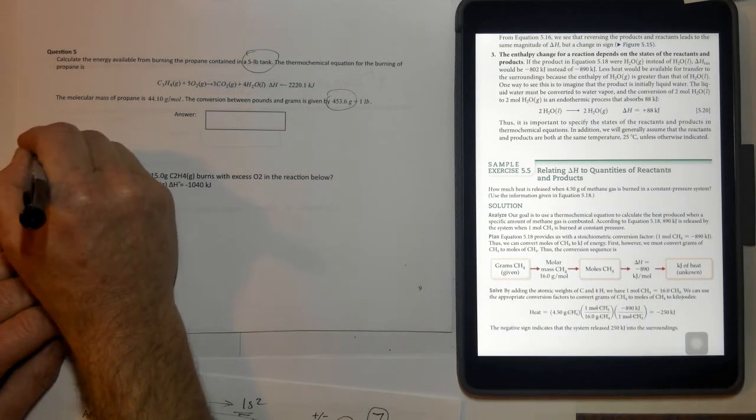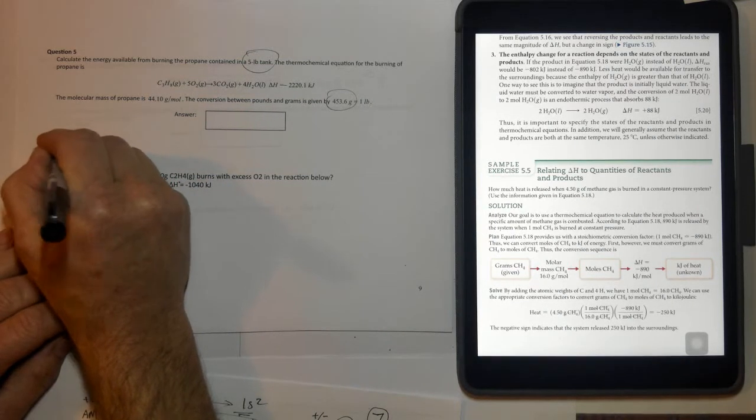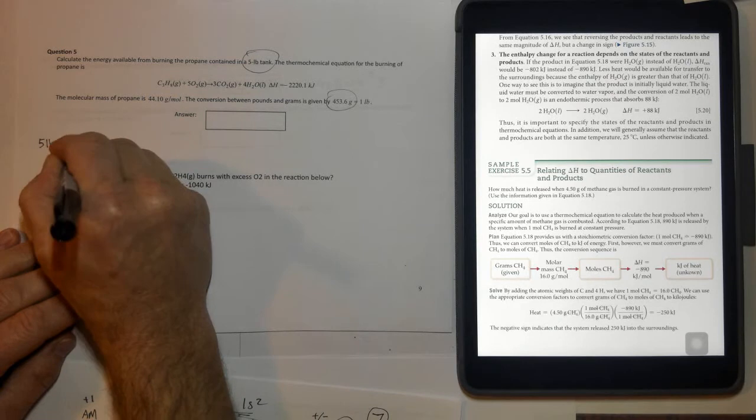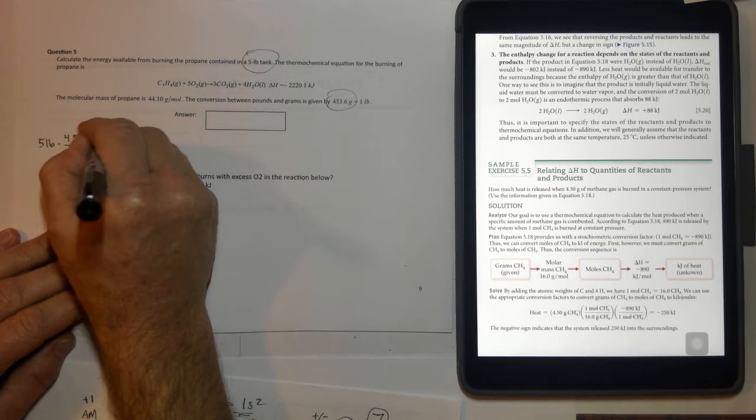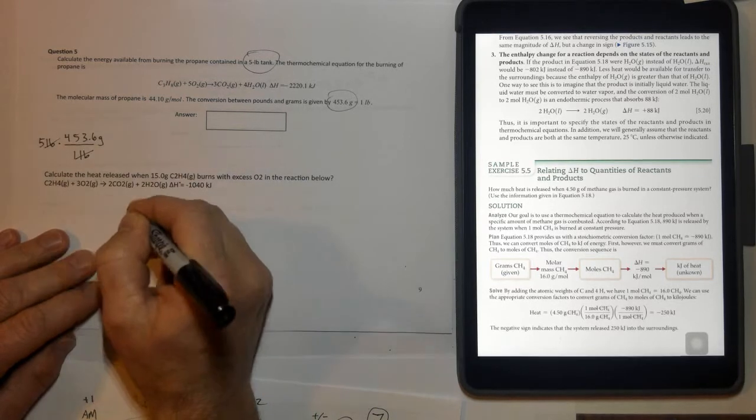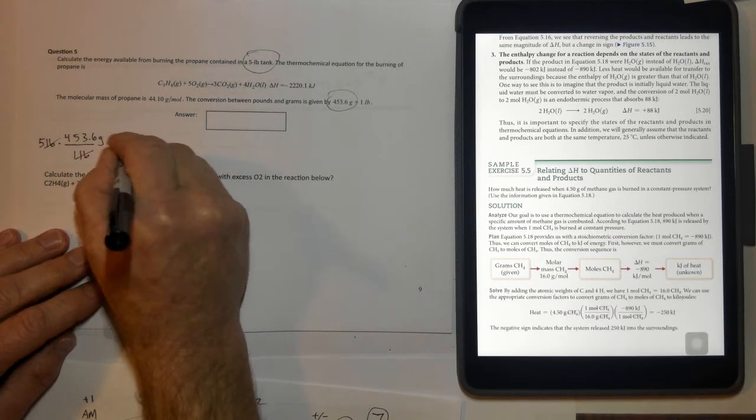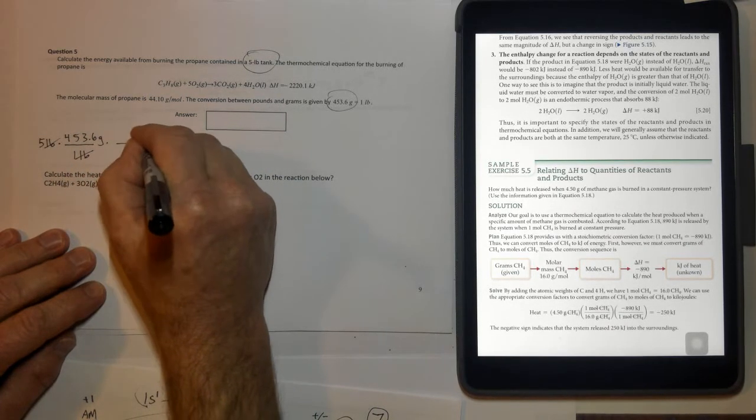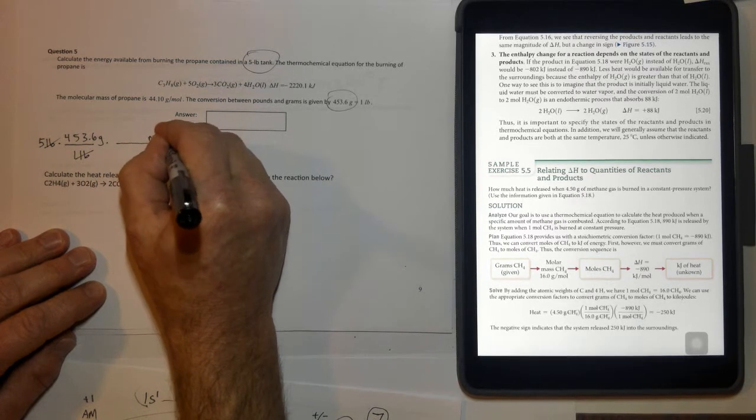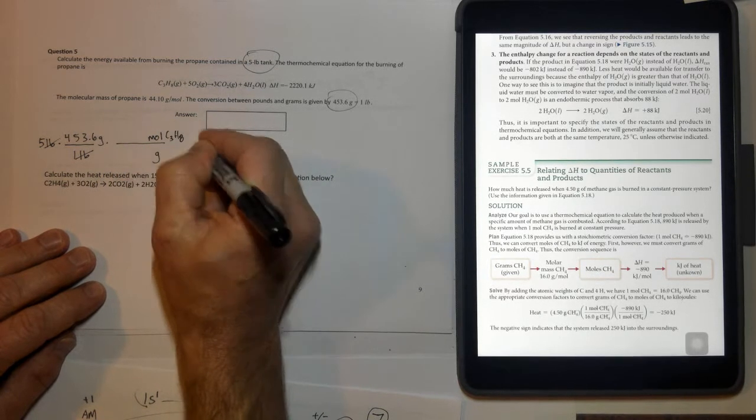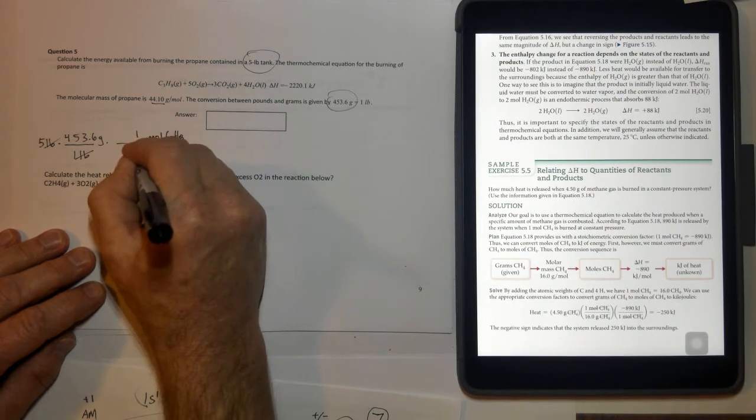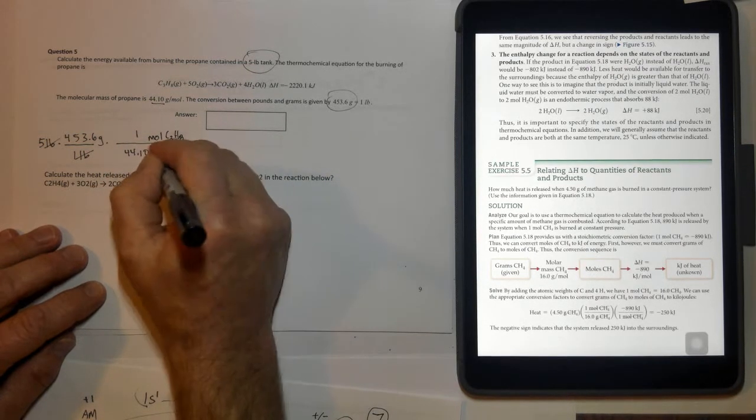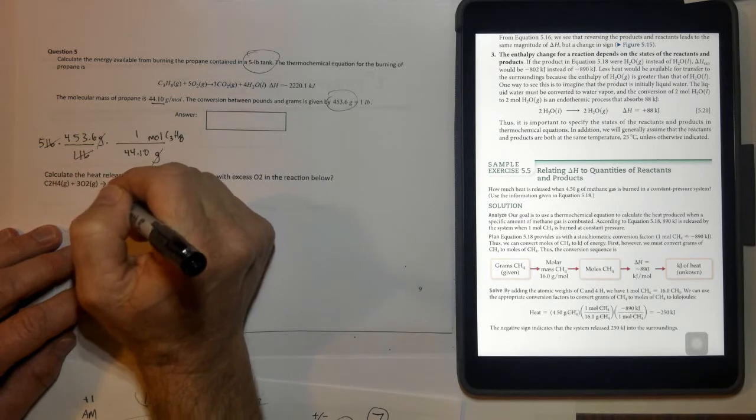So start way over here on the left-hand side with 5 pounds of propane, 5 lbs, and in 1 pound we have 453.6 grams, so the pounds cancel with the pounds. And then we can go from grams to moles. So put grams in a position where it's going to cancel, in moles of our propane, C3H8 on the top. And in 1 mole, it tells us there's 44.10 grams. So our grams will cancel with our grams.